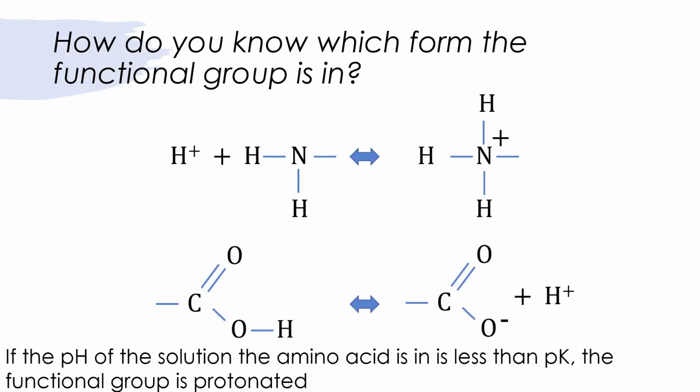The amine and carboxyl groups of amino acids are protonated and deprotonated according to their pK values. If the pH of the solution the amino acid is in is less than the pK, the functional group is protonated. If the pH of the solution the amino acid is in is higher than the pK, then the functional group is deprotonated. Think about it this way. If the pH of the solution is low, then there are lots of hydrogens floating around, making it more likely the functional group can be protonated.